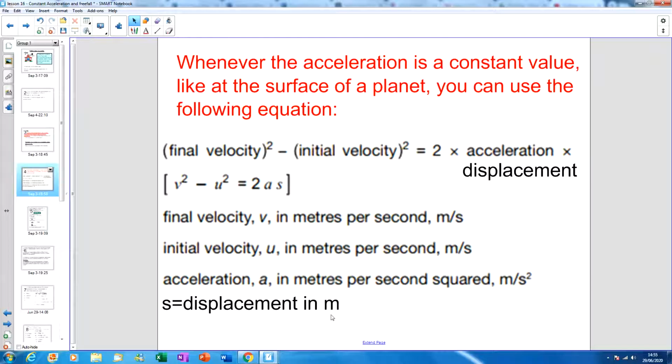And if you're using displacement in meters and both your velocities in meters per second, then the acceleration will be in meters per second squared, m/s squared. So please pause this video and please make a note of this slide. Right, you have to learn this, and it's the hardest equation. It has the most terms of all the ones that you need to know for your GCSE in physics.